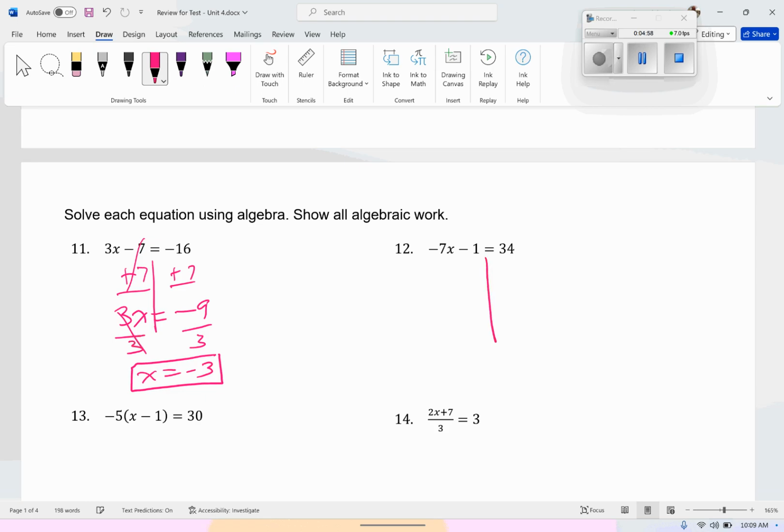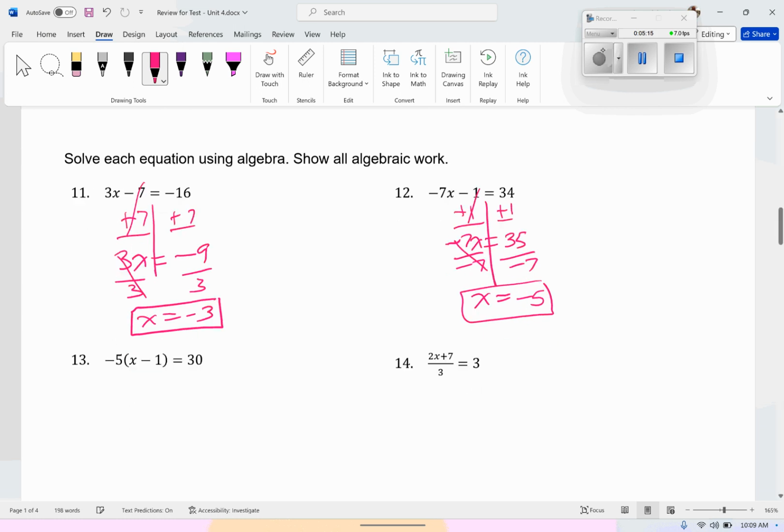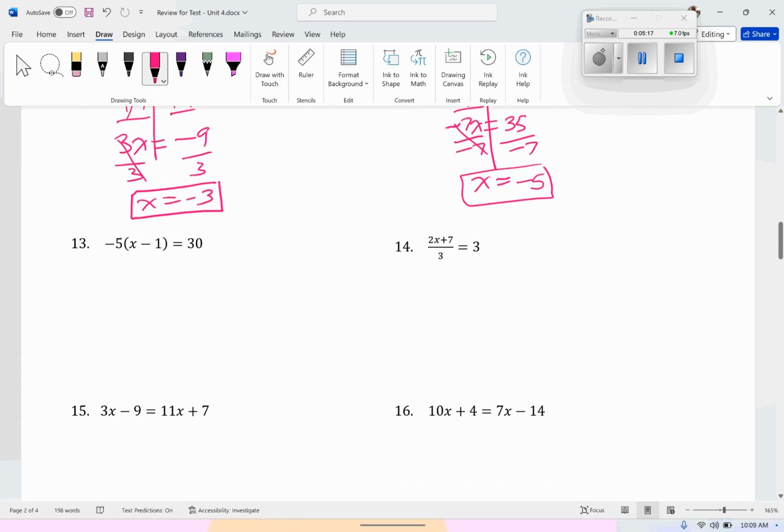Problem 12, I'm going to add 1 to both sides. Those cancel out, so I get negative 7x is equal to 35. Divide both sides by negative 7. Those cancel. 35 divided by negative 7 on a calculator is going to give you an answer of negative 5. And again, these are not inequalities. We're just solving them. There's an equal sign.